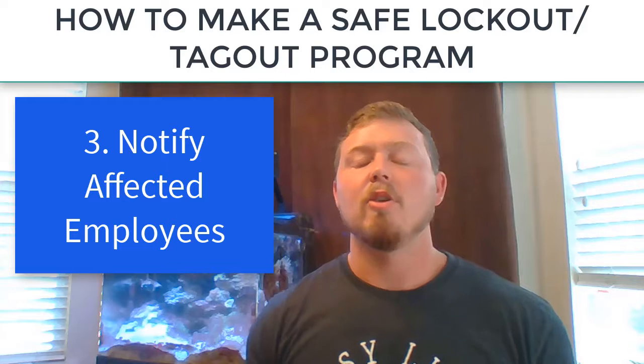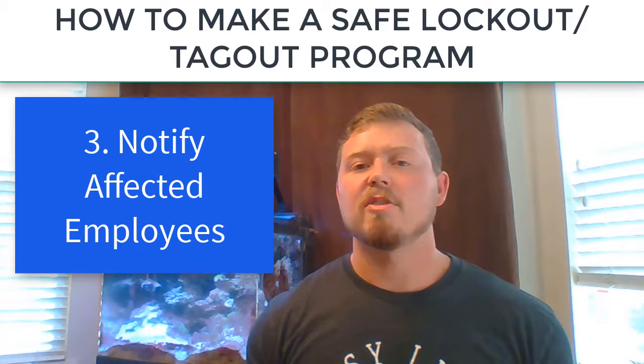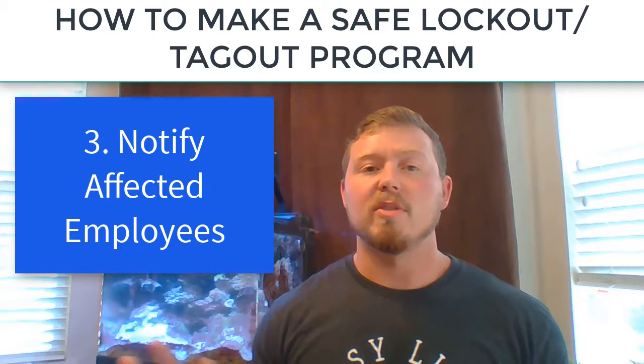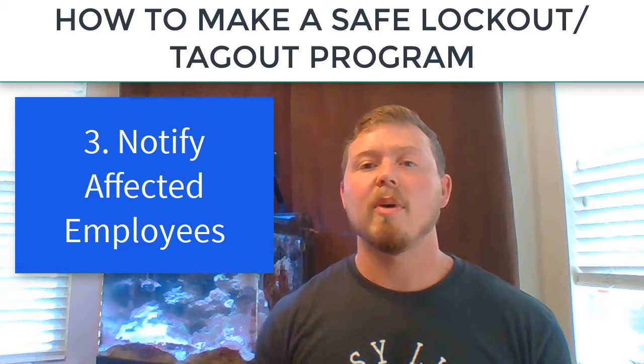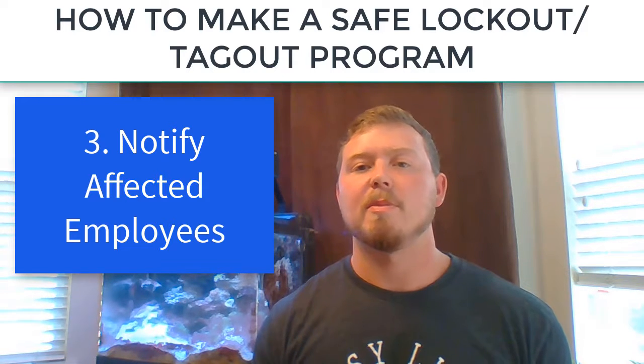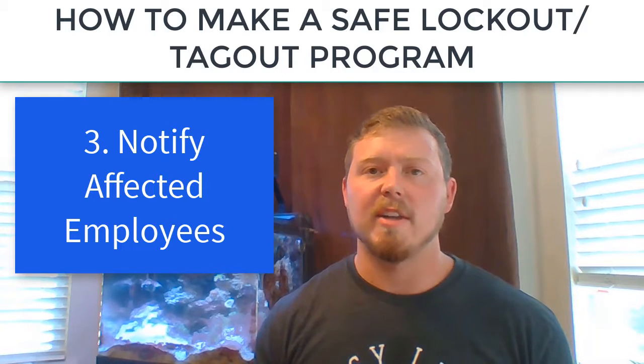Step 3. Notify affected employees. When a procedure is going to be performed, all employees that may be affected must be notified. Post signs or in some way make sure employees are aware of the machine being locked down, how long it will be down for, and any processes that must be performed differently while the machine is locked down.